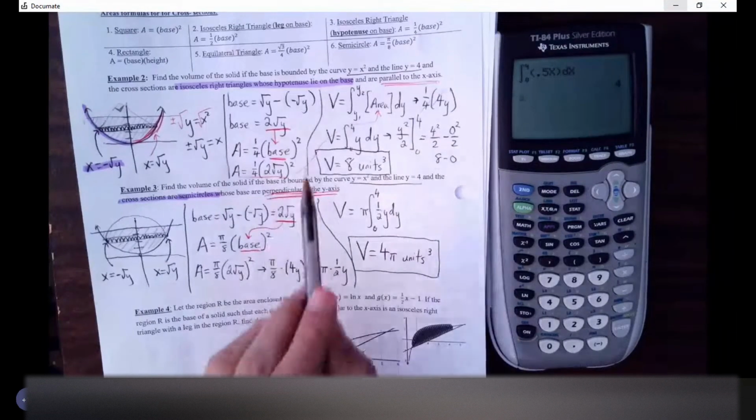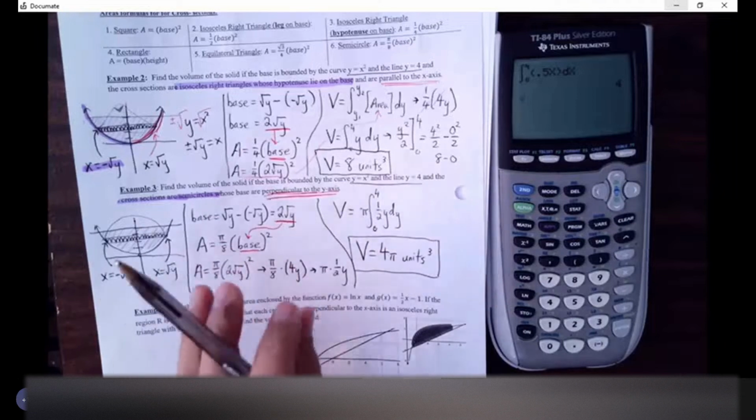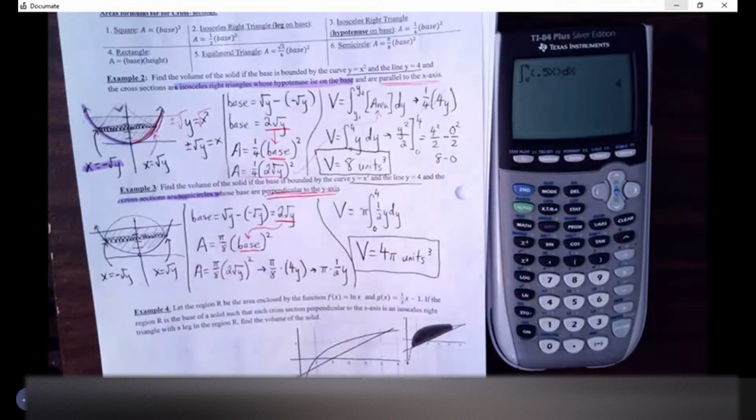All right. Any questions so far? Are we okay? I really want you guys to be able to look at this and feel like, okay, I'm just making a slight adjustment with disk and washer method. I'm not starting from scratch, right? Everything that we've already gone through, we're using.